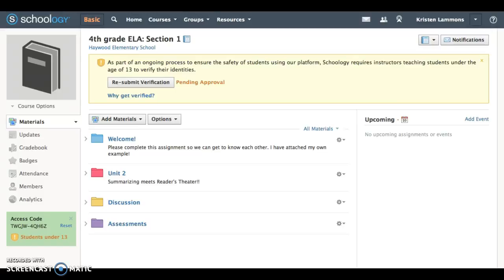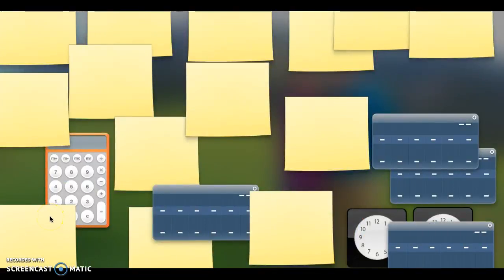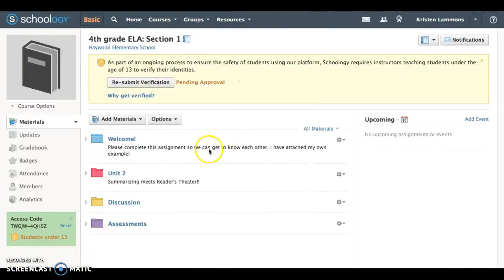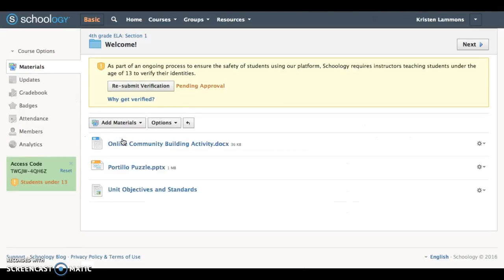This second unit, my mistake, will be covering the second 9 weeks skills that we have extended to bridge the gap as we move forward this school year. There we go. So I have my welcome page.